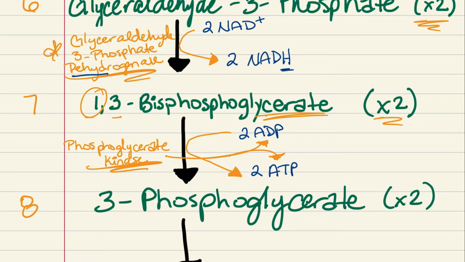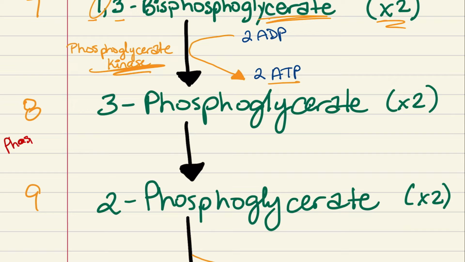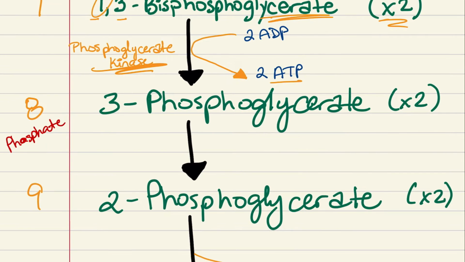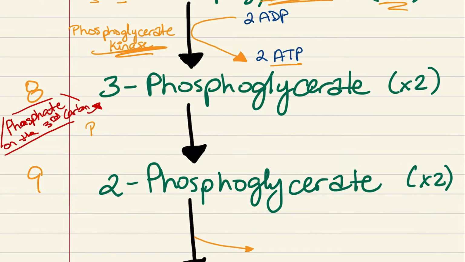Let me back up, make sure those arrows don't confuse you. But yeah, so the phosphate group on the first carbon is stripped away or moved from the bisphosphoglycerate, and it's moved on to the ADP. And after that, you will have 3-phosphoglycerate. That means there's a phosphate group on the third carbon. In order to transform 3-phosphoglycerate into 2-phosphoglycerate, we're going to use mutase.